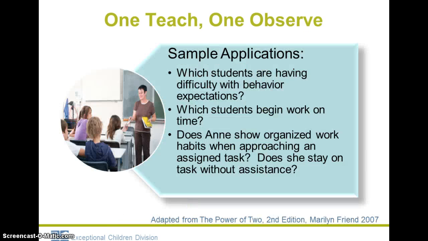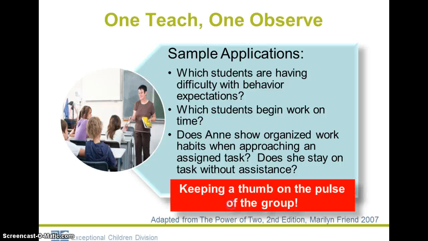Some sample applications might be, if you want to understand better which students are struggling with behavior expectations, or which students are beginning their work on time, which students are lagging behind, or say a specific student, you want to know, does she show organized work habits when she's approaching an assigned task? Does she stay on task without assistance? Those types of things. If you're really trying to collect data on an individual student or a small group of students, then it would be appropriate to use. And we all know that those occasions are very rare.